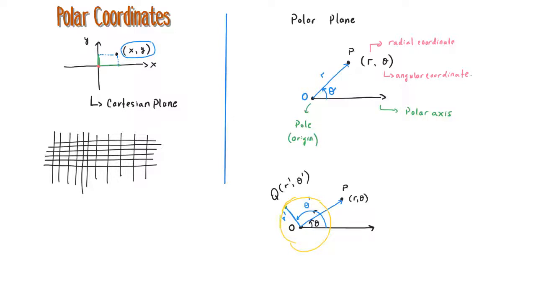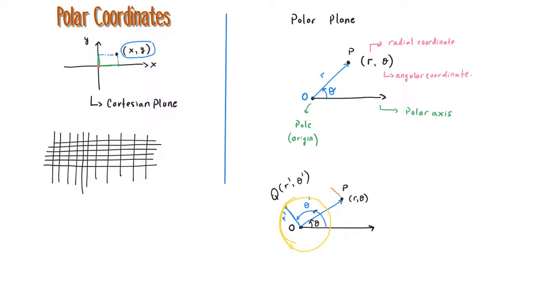I know it's not a perfect circle, but okay. All of the points that fall on this yellow circle are the same distance away from the pole. What changes is theta prime. Theta prime is different for different points on this circle, but they are all the same distance away from the origin.